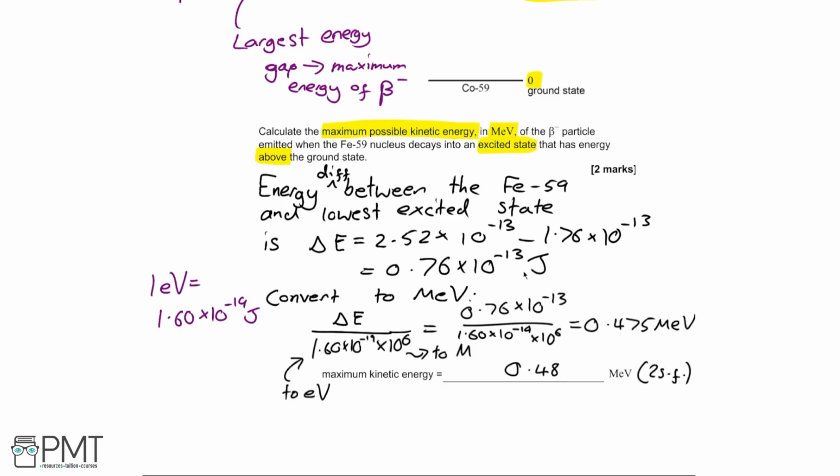In this question, we got 1 mark for calculating the correct energy difference, delta E, and another mark for converting that correctly into a kinetic energy of 0.48 mega electron volts. Note that even though the answer quoted in the mark scheme is given to 2 significant figures, all the data that has been given is to 3 significant figures. Therefore, you could leave your answer as 3 significant figures and still be confident about its precision.